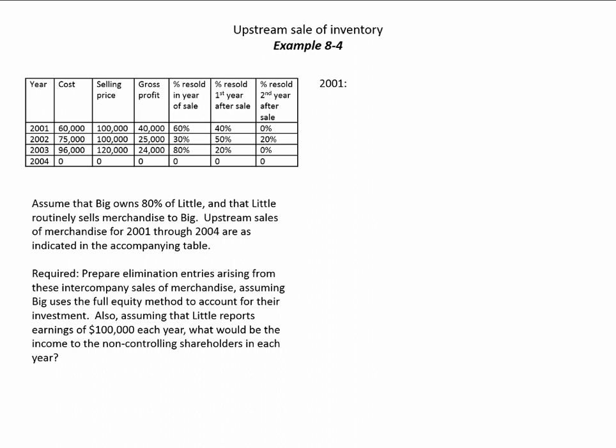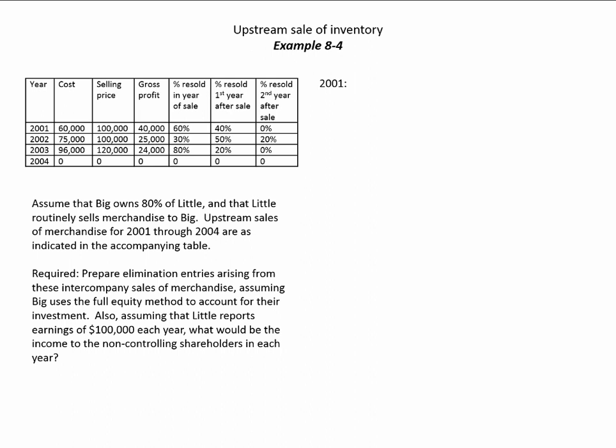In 2001, there are goods which cost $60,000. They're sold upstream for $100,000, yielding a gross profit of $40,000. Of that merchandise, 60% was resold to a third party in 2001. The other 40% was resold the year after sale, 2002. Likewise, in 2002, goods costing $75,000 are sold upstream for $100,000, yielding a $25,000 gross profit. Of that merchandise, 30% was resold to a third party in 2002, 50% was resold the year after that, 2003, and the final 20% was resold in 2004.